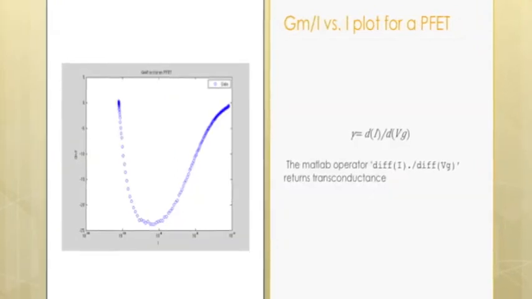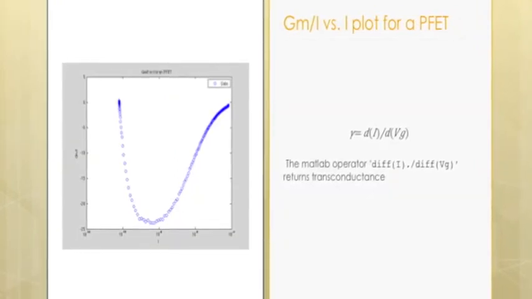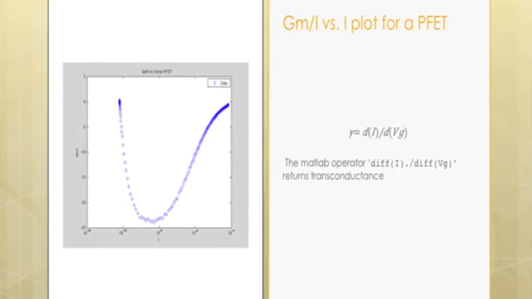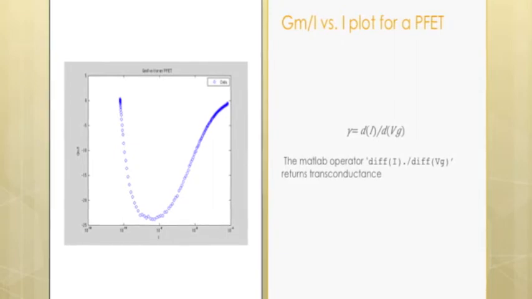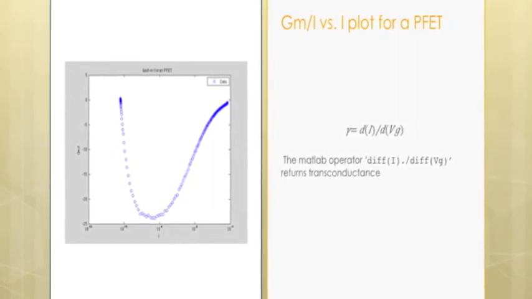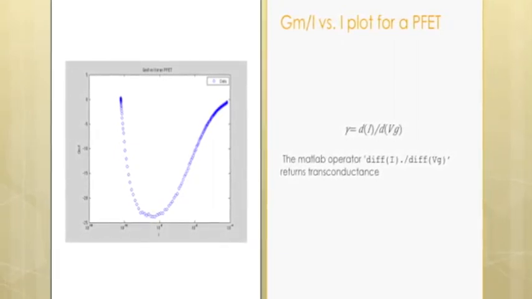This is the graph of the transconductance over current versus current for the PFET. Once again, we can see the similarities with the NFET plot. If you look at the minimum of this graph, you can see the noise produced in the experimental data.